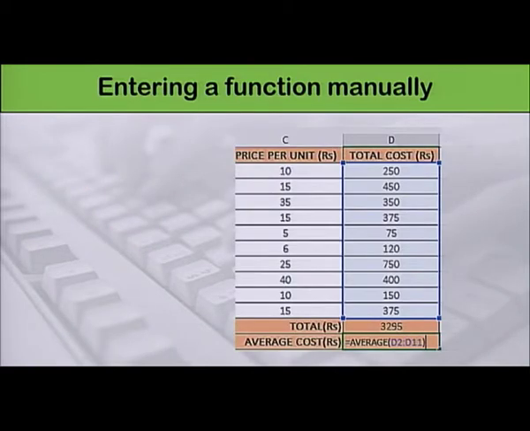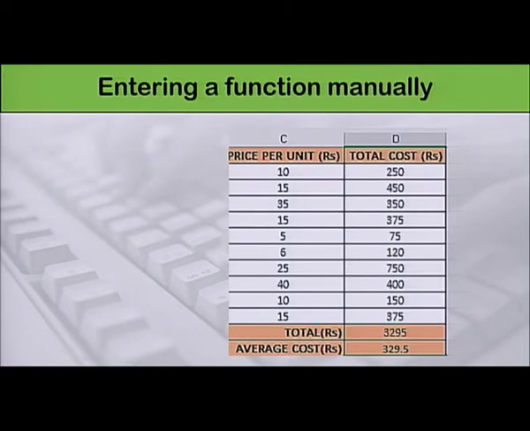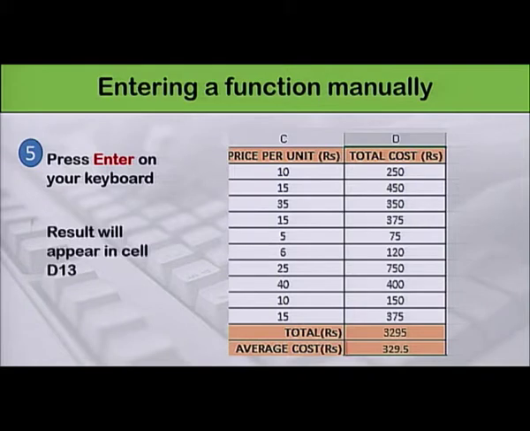Then type the cell range D2 to D11 inside rounded brackets. This formula will show the average of values found in cells D2 to D11. Press Enter on your keyboard. The function will be calculated and the result will appear in cell D13. In our example, the average cost of ordered items is 329.5.